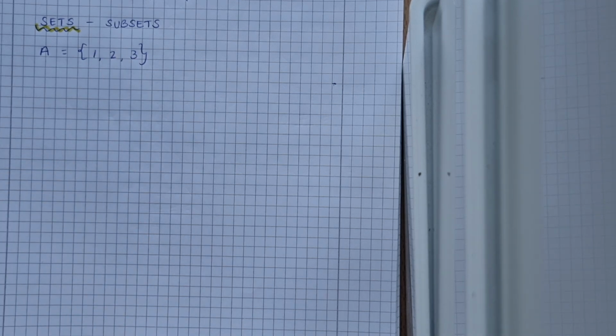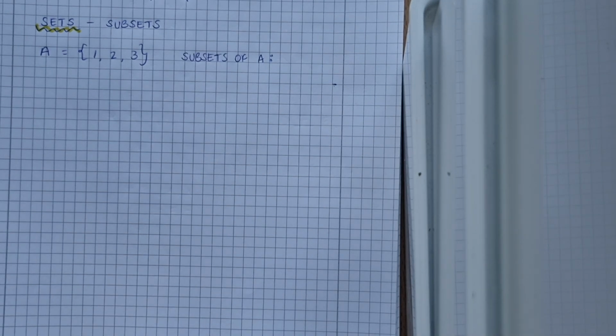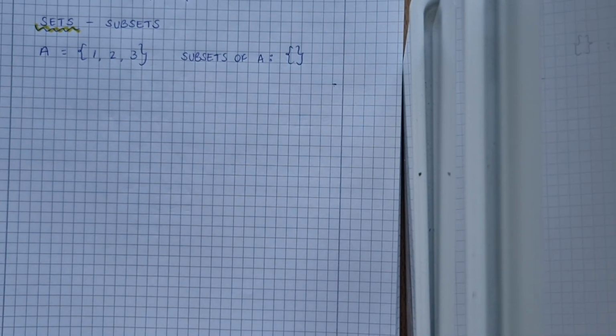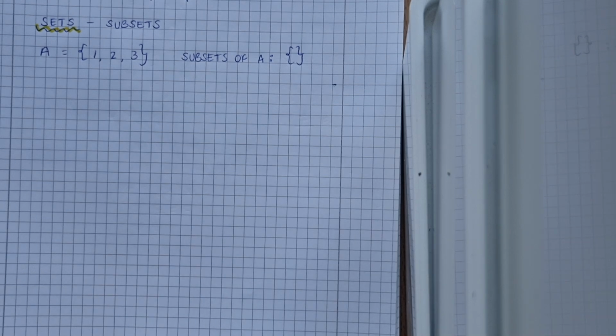I'm going to start writing these out, and I'm going to start with the smallest set I could select from A. The smallest selection that I could make is that I select nothing from the set. So one of my subsets, my first subset, is going to be the empty set or the null set.